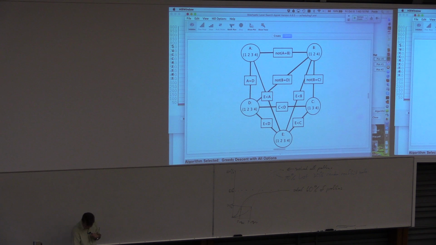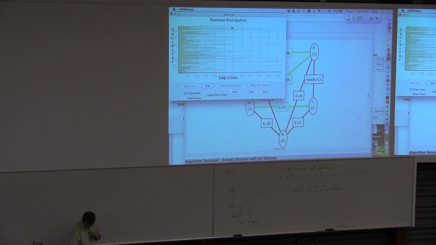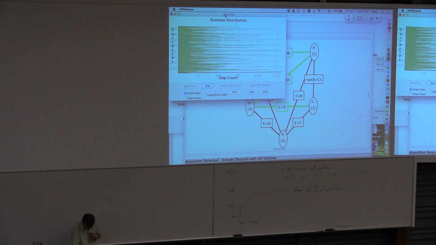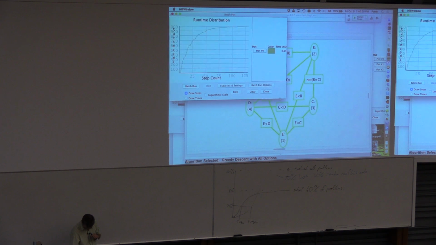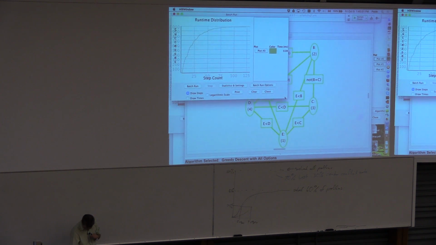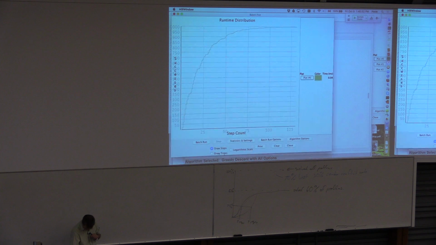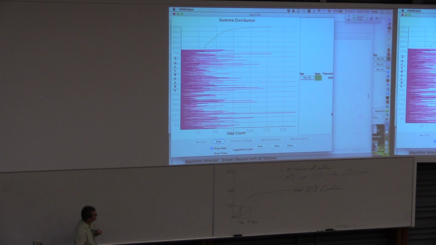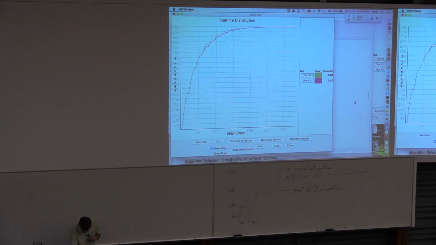Well, let's see. Oh, I didn't do it on top of the other one. Oh, well. Let's batch run that again. But I lost the other ones. Let's do it again. This is with the random restart. Let's compare it to the non-random restart.